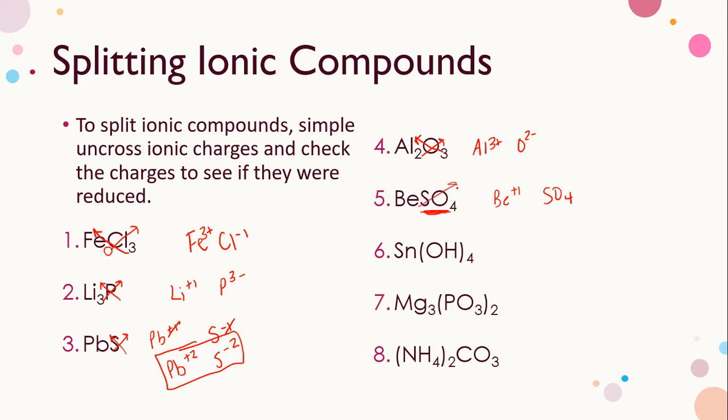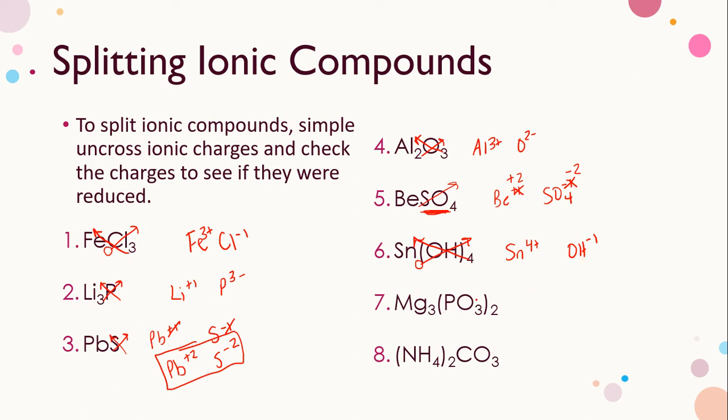SO4, if you uncross it, has a -1. If you consult your polyatomic chart, you're going to be like, no, no, no. This should be a -2, which means beryllium should be a +2. Also, beryllium belongs in the alkaline earth metals, which is group 2A, so it makes sense with this +2. Down here, we can uncross, and we can uncross this one because it's outside the parentheses. So it's saying tin has a 4 plus. Hydroxide, there's nothing written here, so it's an understood 1.